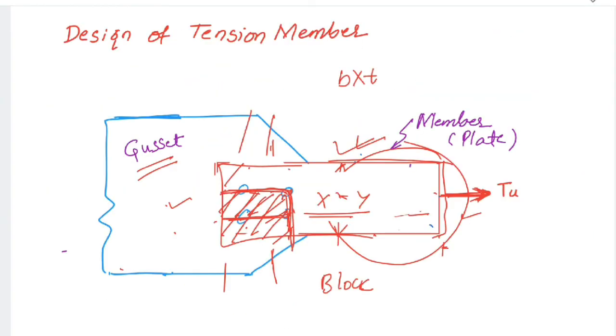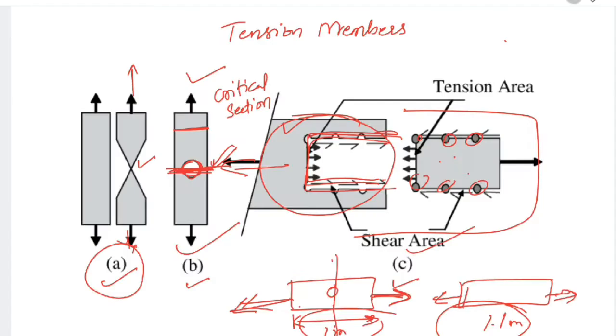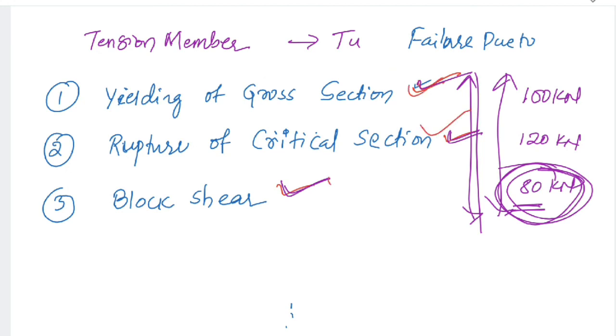In the next session we will be discussing more about tension members, the codal provisions, what exactly the codal provisions are, what the basic specifications are, and apart from that we need the equations for these three types of failures. For these three conditions we have separate equations to find the capacity under yielding of gross cross section, rupture of critical section, and block shear.